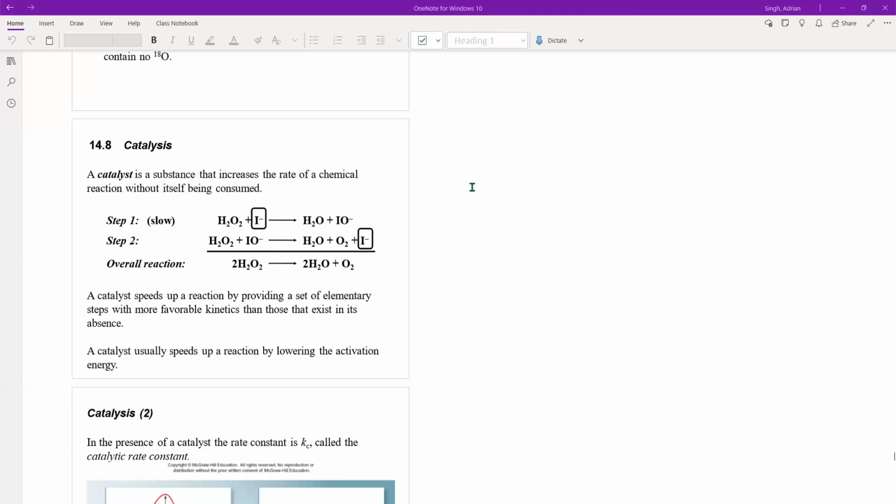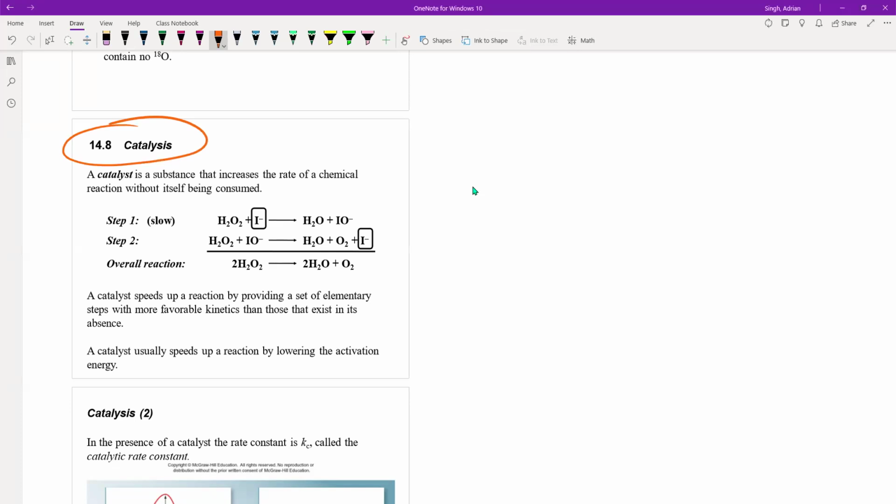All right, so now we're going to take a look at one very important aspect of the rates of chemical reactions, and that is the phenomenon known as catalysis. And this is something that is super important because catalysis involves the use of what's known as a catalyst. Catalysts are very important because they are substances whose sole purpose is to actually increase the rate of a chemical reaction.